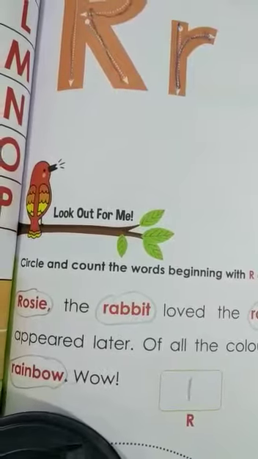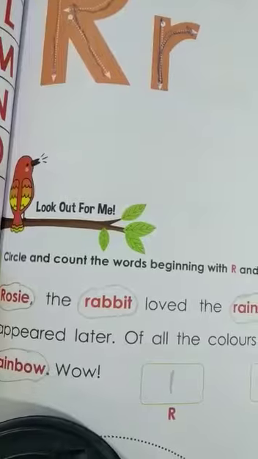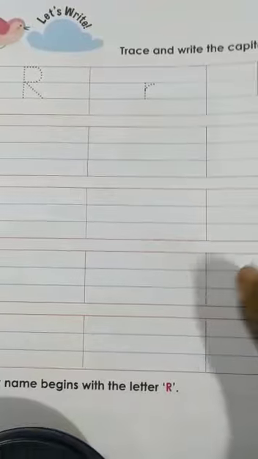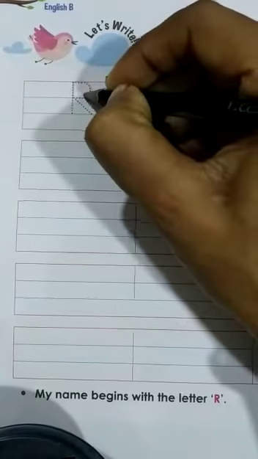You have to circle and count the words beginning with capital R and small r, and you have written it over here. Now here you are going to trace and write capital and small letter R. Tracing means you are going to write on these dots. This is how you write R.